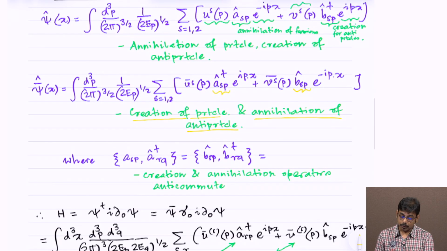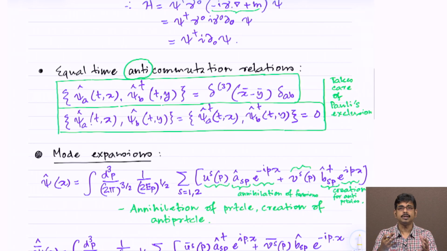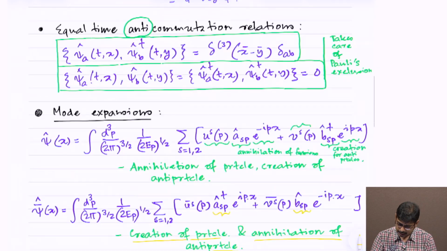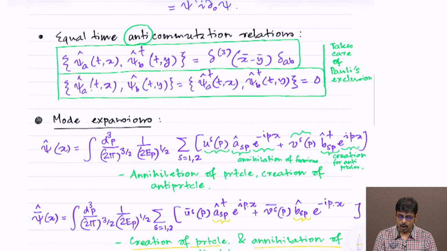And of course, we must have the anti-commutation relation, which has to be imposed on this creation and annihilation operator itself, which will then culminate into, when you use the mode expansion together with this anti-commutation relations, the anti-commutation relations that we have imposed on the fields and their conjugate momenta.